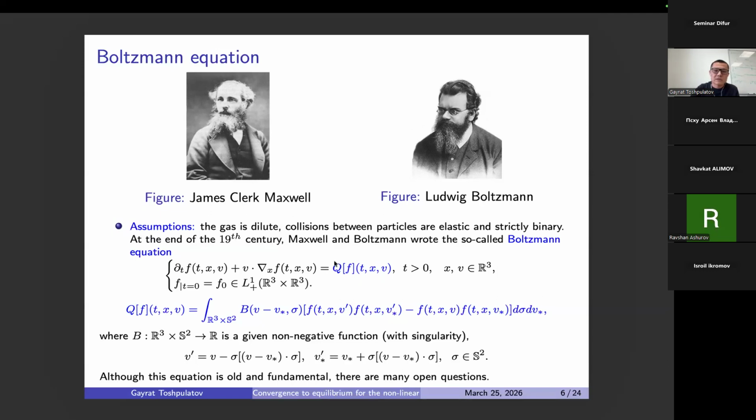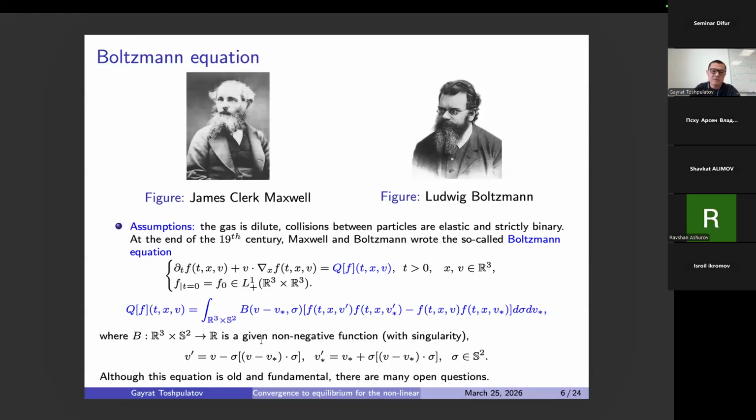Under these assumptions, at the end of the 19th century, Maxwell and Boltzmann wrote this partial differential equation. And nowadays, this is called the Boltzmann equation. On the left-hand side of this equation, we have just the transport equation, just first-order derivatives. But on the right-hand side, we have an operator Q. Q is a nonlinear integral operator. Here, S^2 denotes the unit sphere in R^3. B is a given non-negative function.